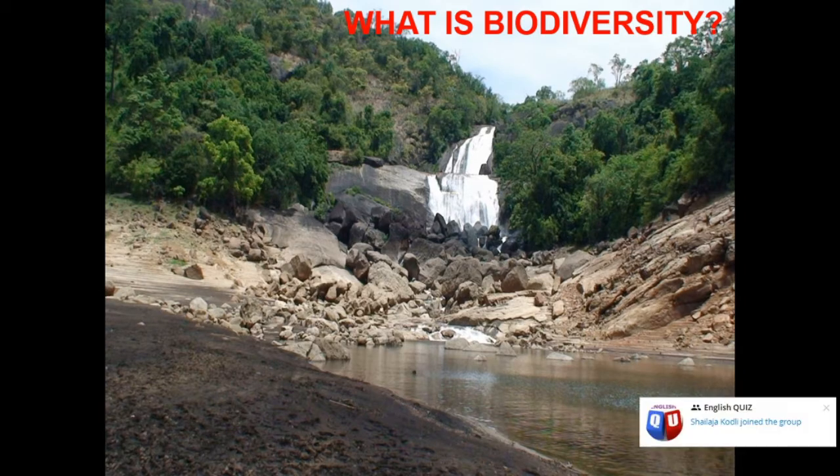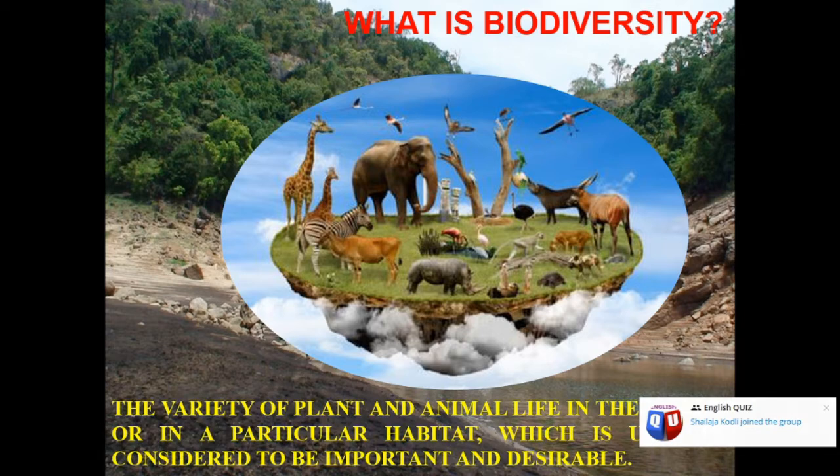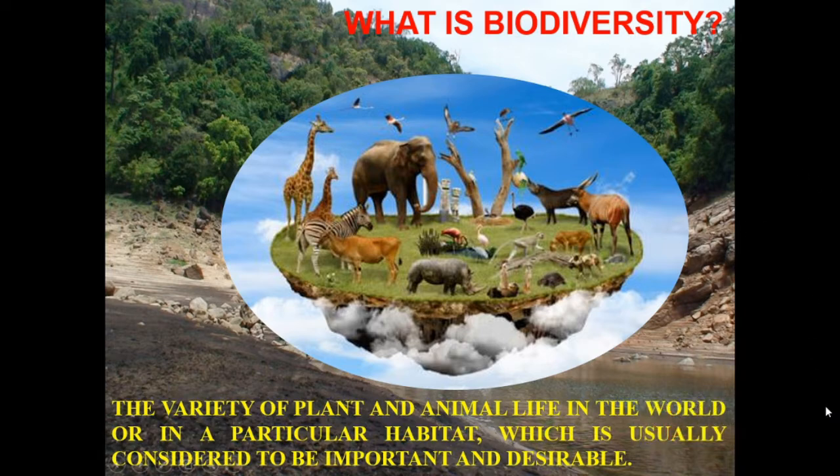So first you should know what is biodiversity. As you all know, it is the variety of plants and animal life in the world or in a particular habitat, which is usually considered to be important and desirable. That is biodiversity. The variety of plants and animal life in the world are very important, and all these together we can say as biodiversity.